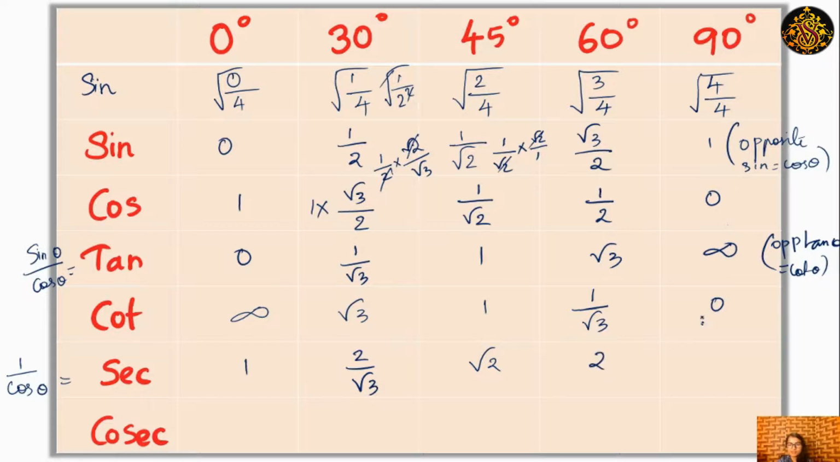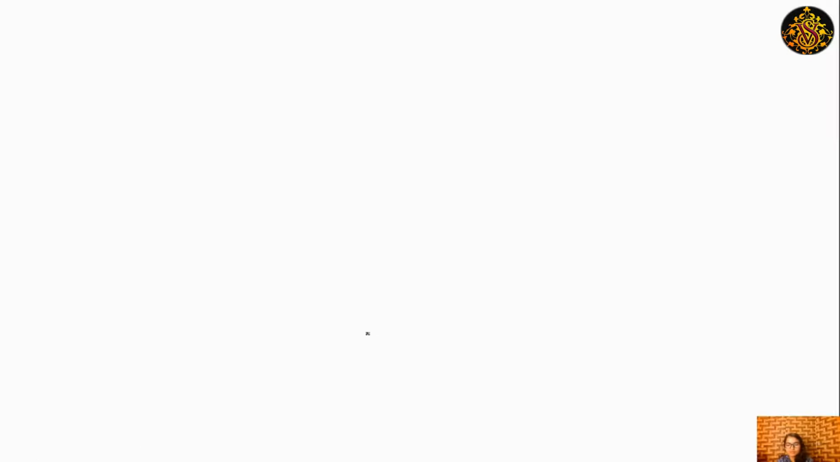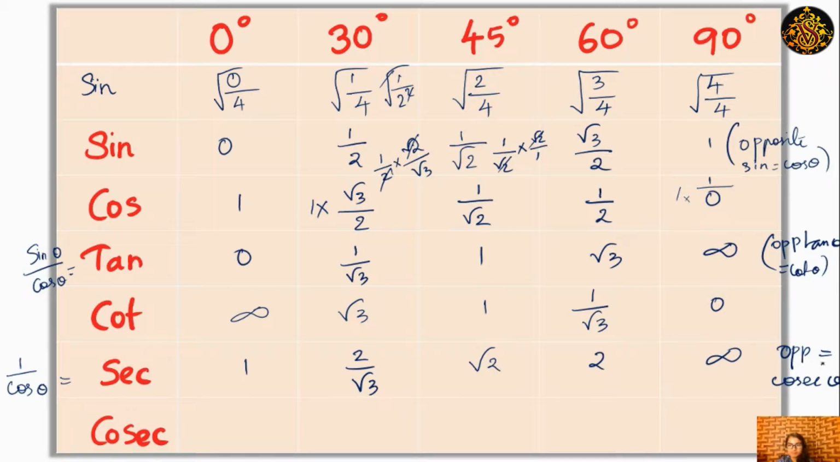So here we have 1 into 0, right? It's undefined. We have 1 by cos theta, right? So 1 by 0. What is it? It's undefined. So not defined, so infinity. So opposite of sec is cosecant. Sorry, opposite of secant theta is cosecant theta.